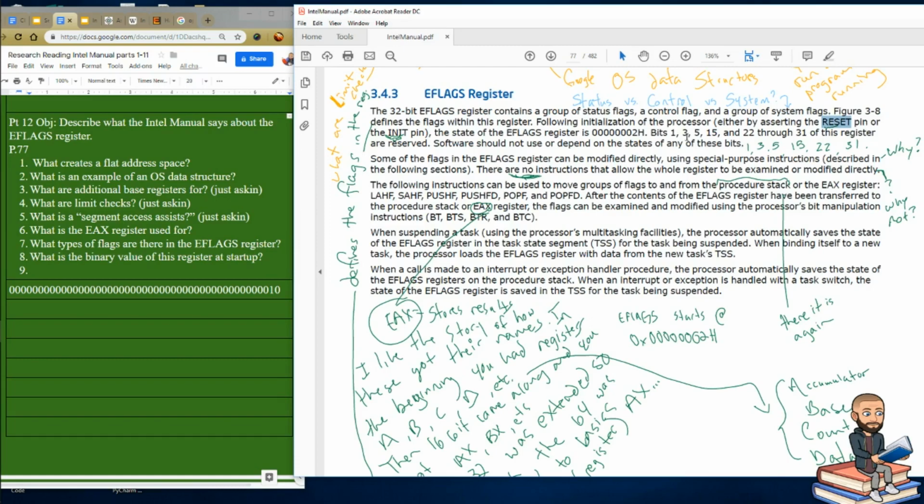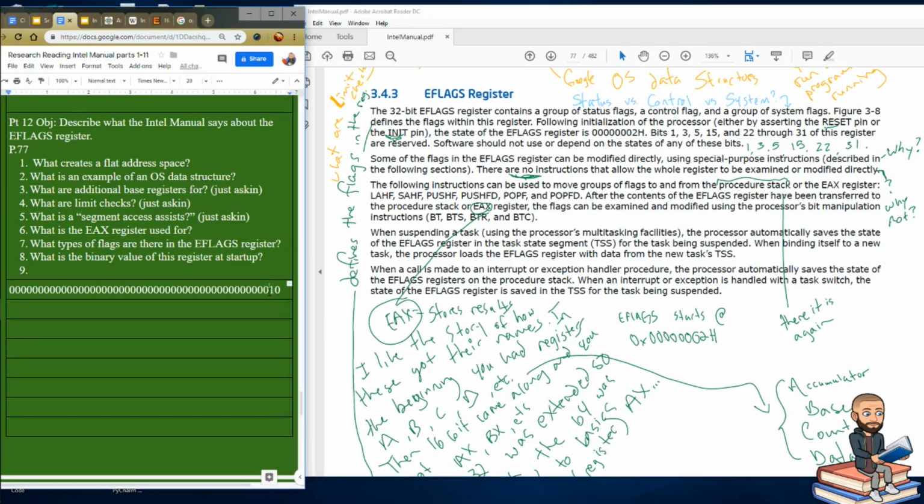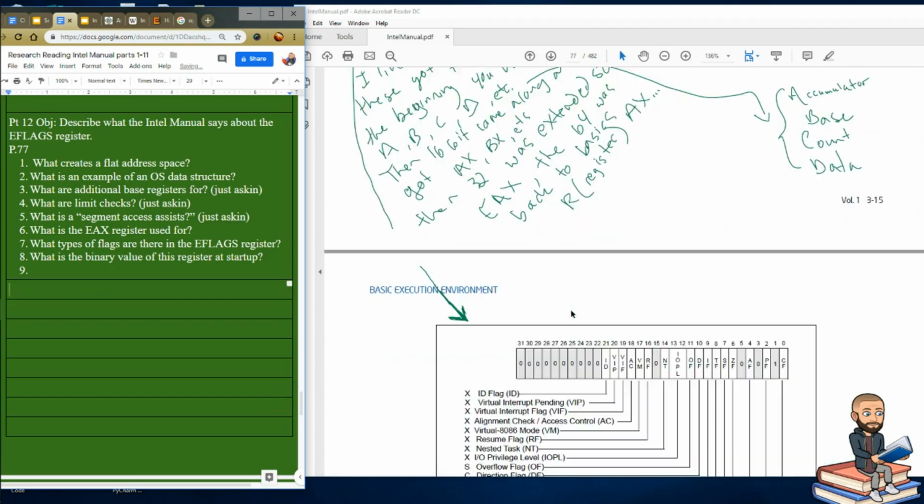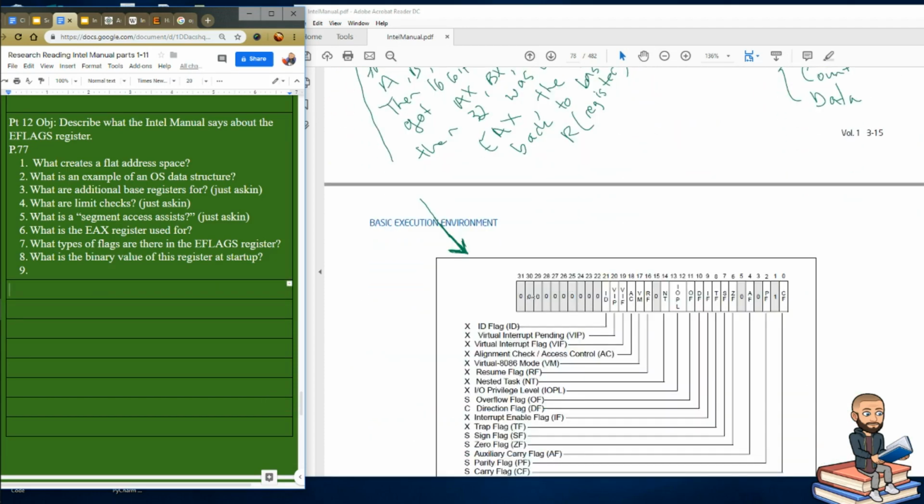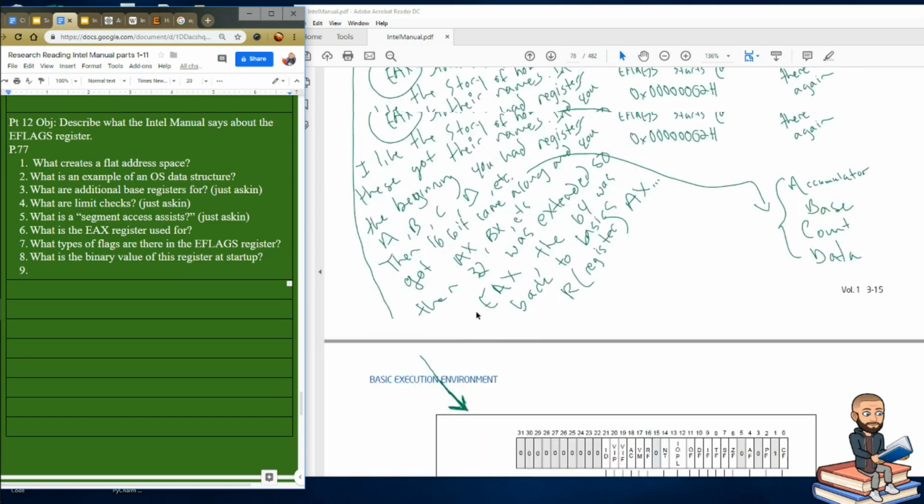Now bits 1, 3, 5, 15, and 22 through 31 of this register are reserved. Software should not use or depend on the states of these bits. So this bit, number 5, however that works out. And okay, so there's a couple bits. You're going to see that in the diagram actually. So let's just go down there real quick. So seeing these bits at 0, they're reserved for something. Maybe Intel will tell us later, because right now there's no arrow, there's no description right here.